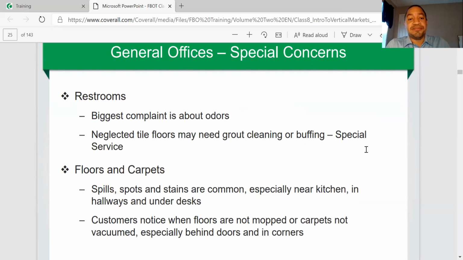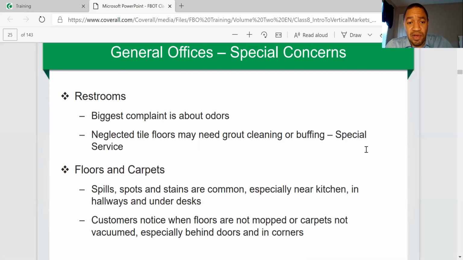Also, the floors and the carpet are going to get dirty over time because it's just a frequency thing. People walking in, walking out. So spills and spots and stains are going to be common, especially in areas close to where food is involved, like the kitchen, and in the hallways coming in and out of the kitchen, or under the desk where people have drinks and food and they spill it on the floor and they mash it in the floor with their feet.